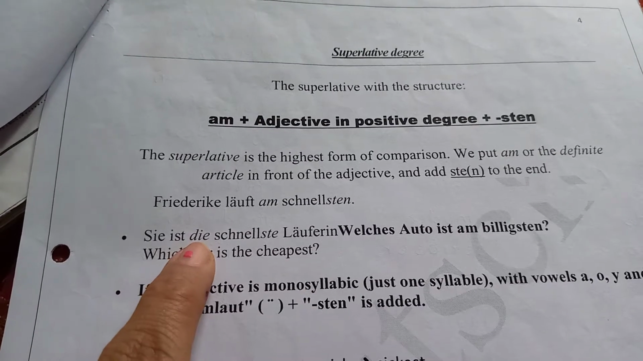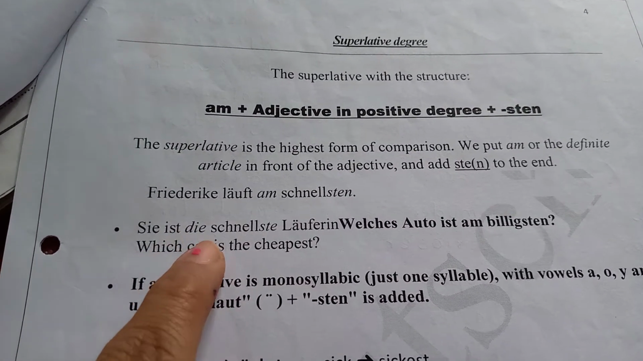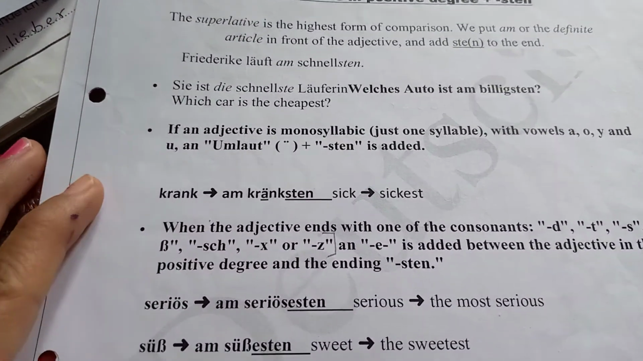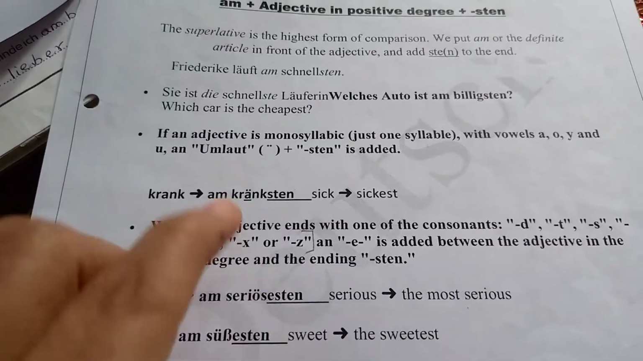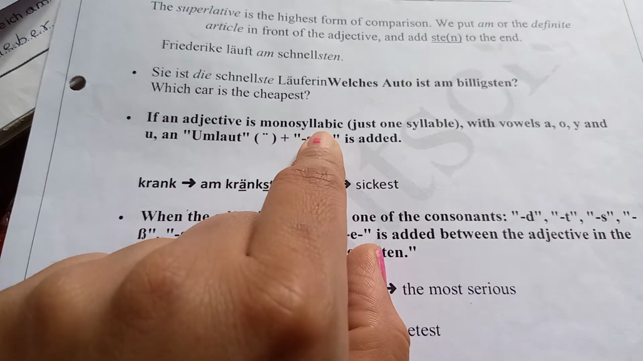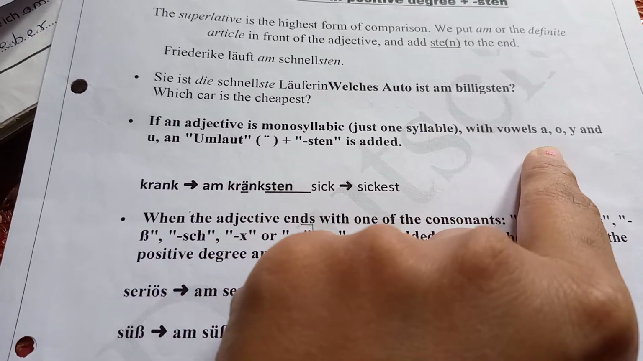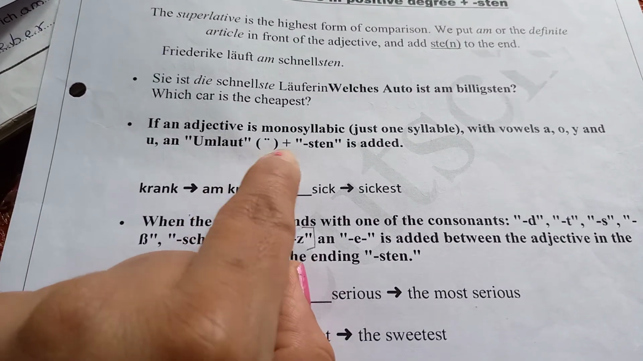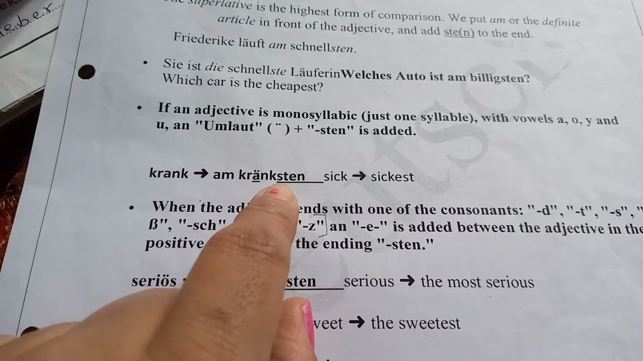Now this kind of form you are not having right now. In grade 10 you will be having this die form. Okay. So now let's stick to the simple rule of this. If an adjective is monosyllabic, just one syllable, with vowels a, o, or u, an umlaut plus sten is added. Krank becomes am kränksten.